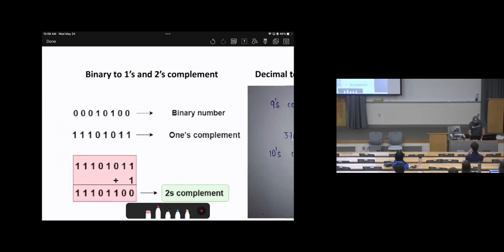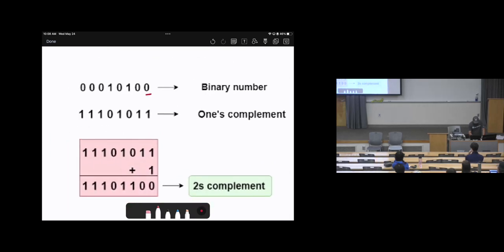Yes. How about this part? We have this binary number. How to find the 1's complement? Replace any 0 by 1, any 1 by 0, so we will get this. To find the 2's complement, add 1. So this slide summarizes everything.